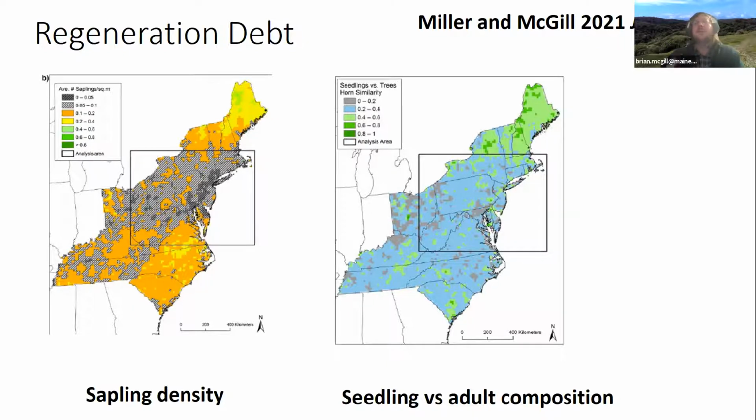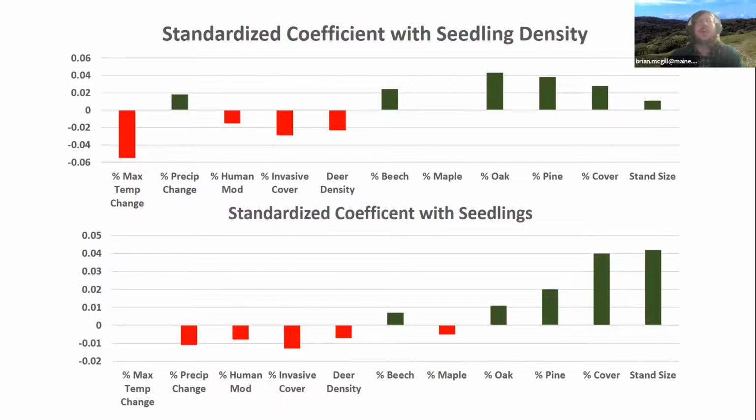But the very few seedlings and saplings that we do have in this middle northeast section are completely different from the parent trees, which could be good or it could be bad, right? It could be a sign of climate adaptation or it could be a sign of human impacts modifying the forest composition. And I'm going to argue it's the second, does not appear to be.